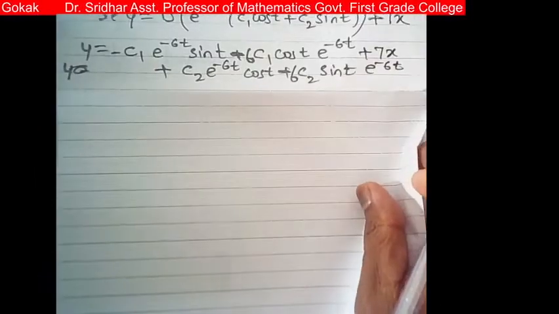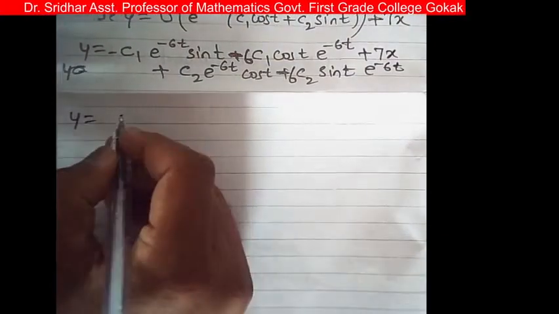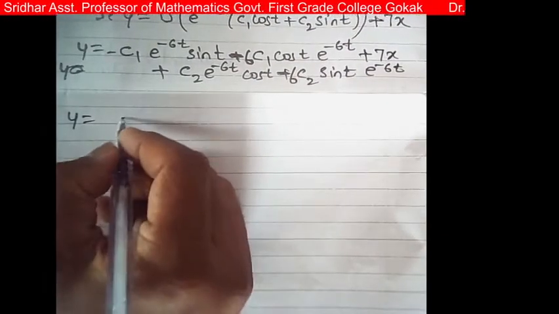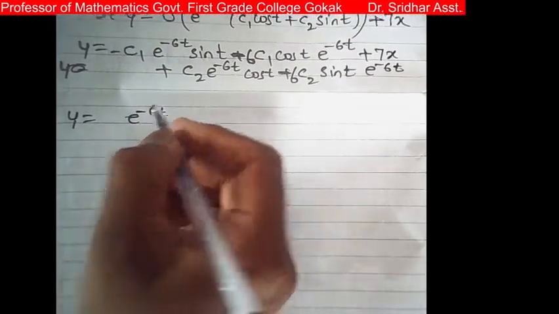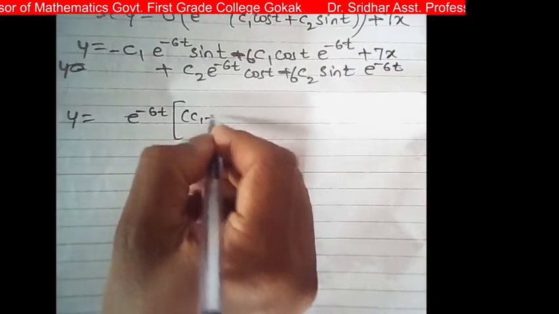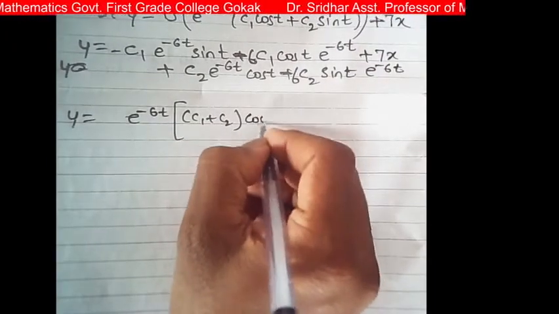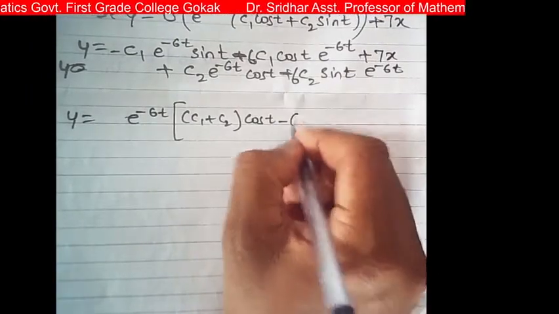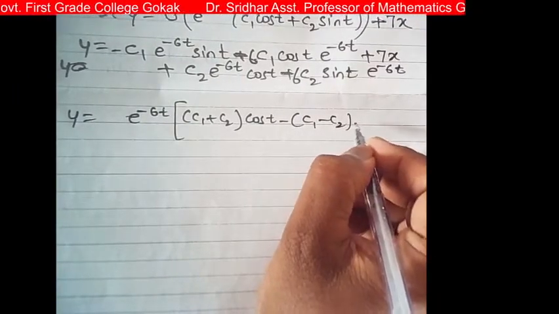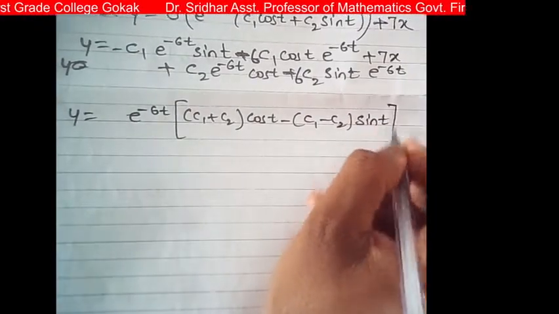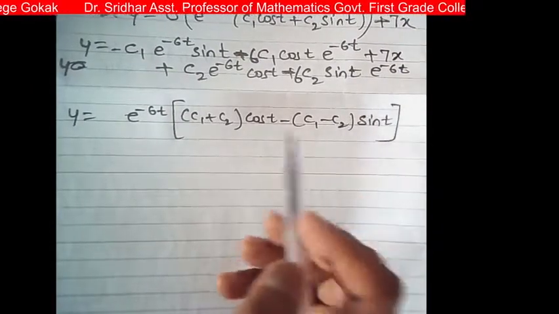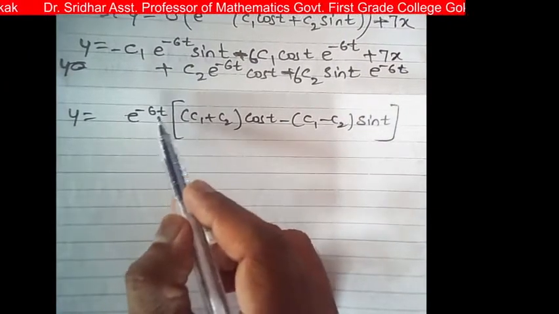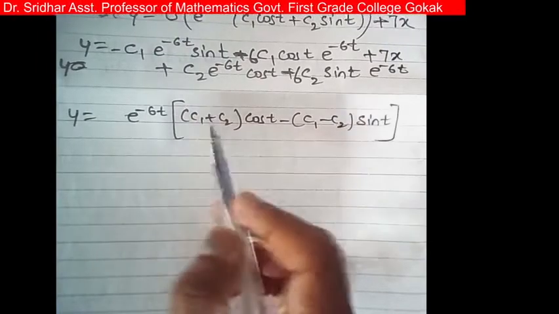On simplifying this, y is equal to, taking e raised to minus 6t common, in the bracket we get (c1 plus c2) cos t minus (c1 minus c2) into sin t. Wherever cos t is there, take cos t common, wherever sin t is there, take sin t common, and in both the terms e raised to minus 6t is common, so take that outside. So we will get this equation.